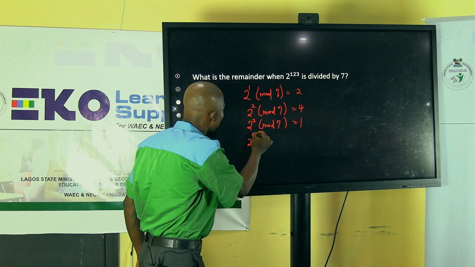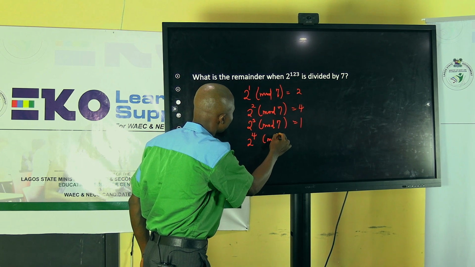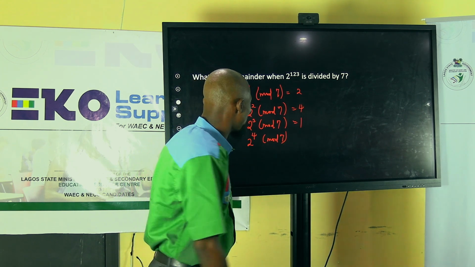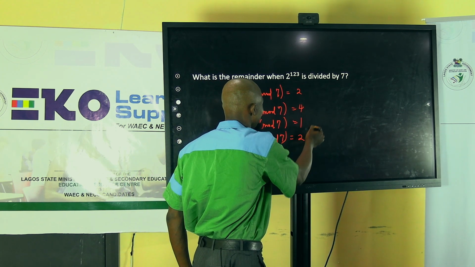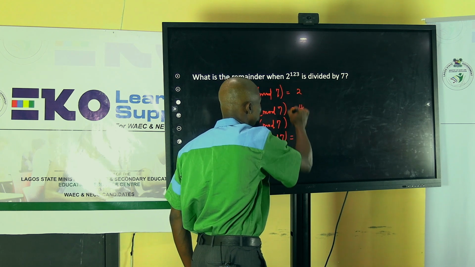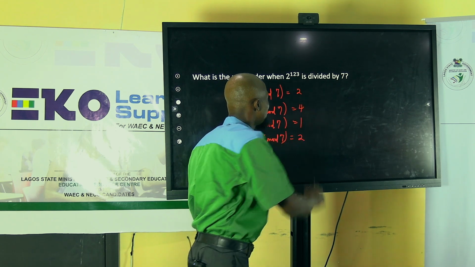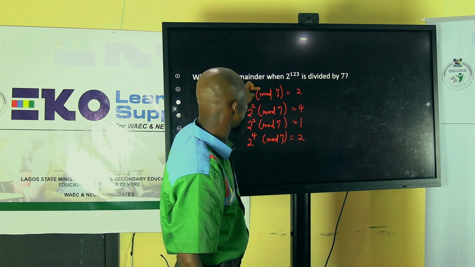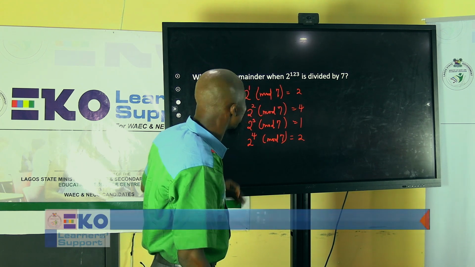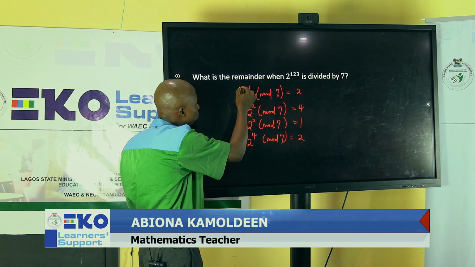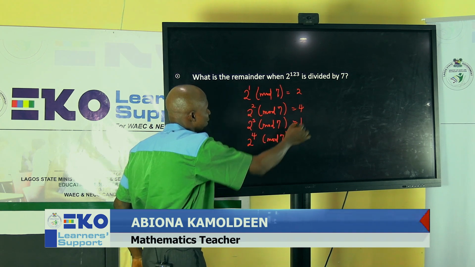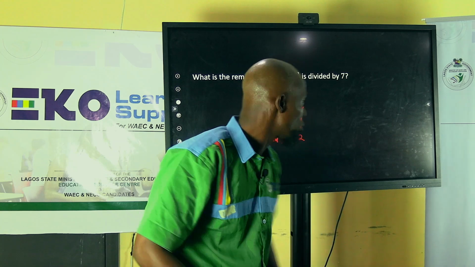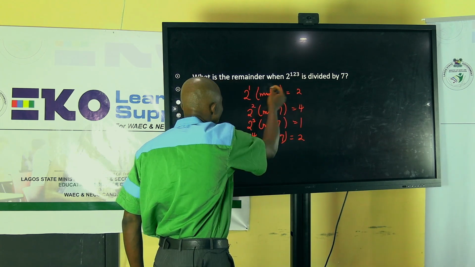So 2 raised to power 4 modulo 7. This is 16, and that should give us 2. So you can see we are going back. That's another circle. Now, how do you know? So this is when it is raised to power 1. So we can say here the circle is after every 3. The other one we did was a circle of 2. So this is a circle of 3.